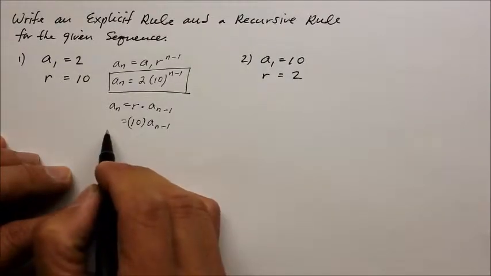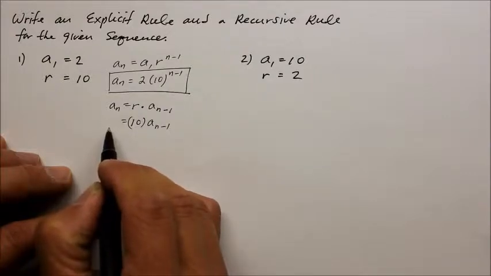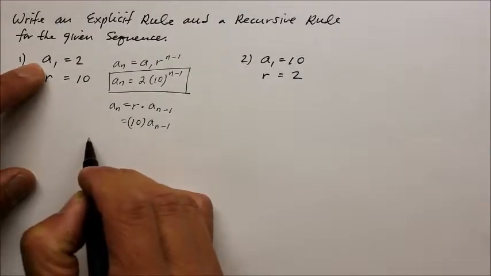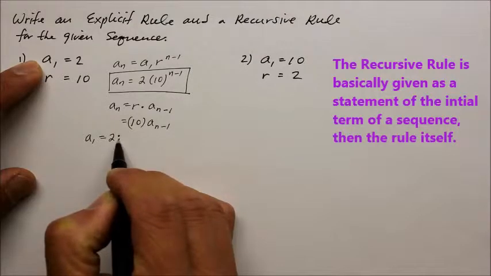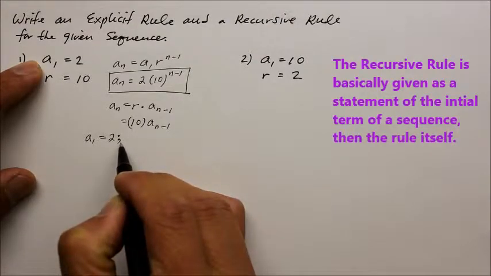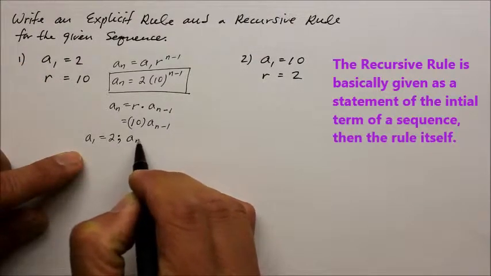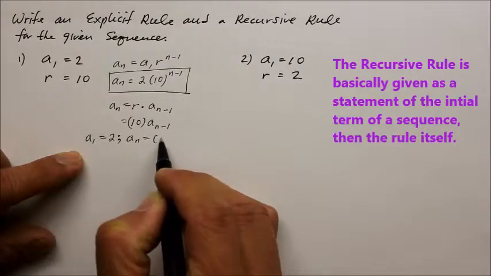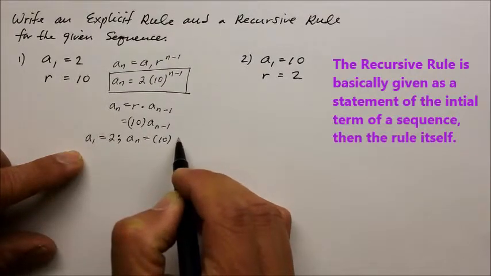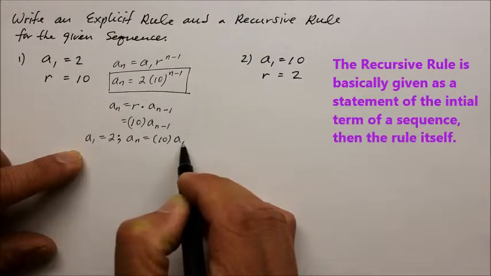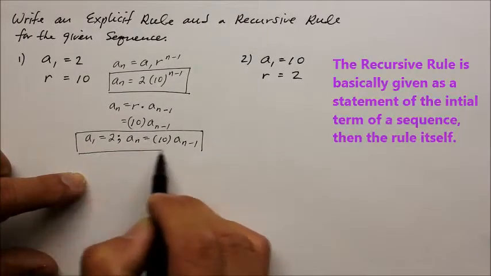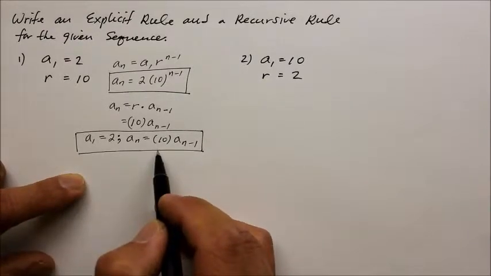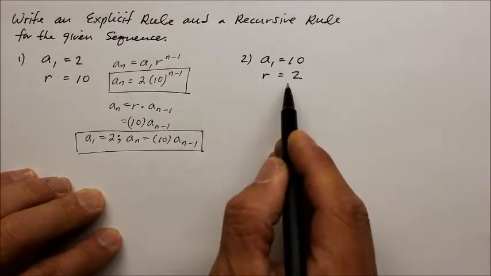But now the way we write the general recursive rule is as follows. We indicate the initial term, because it's all given in relation to the previous term: a sub 1 is equal to 2, then a semicolon, or some people just put a comma, and then we say a sub n is equal to 10, the common ratio, times the one before that. And that becomes the general form for the recursive rule. And that's it.